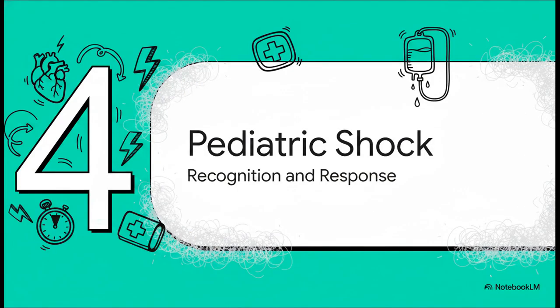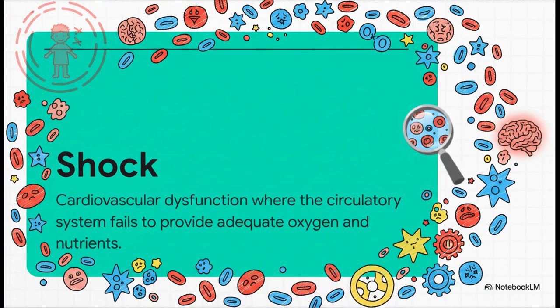All right, on to our last big topic, mastering pediatric shock. This is one of the most time-critical emergencies we deal with. Early recognition and a really aggressive, systematic response make all the difference between a good outcome and a bad one. So what exactly is shock? Well, the textbook definition is a state where the circulatory system just can't provide enough oxygen and nutrients to meet the body's needs. Basically, it's a massive failure of perfusion at the cellular level, and that's what leads to organ damage.